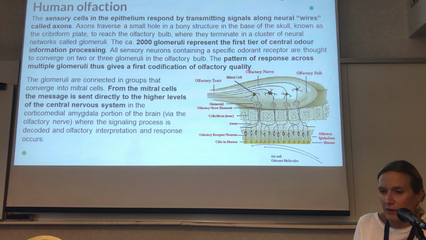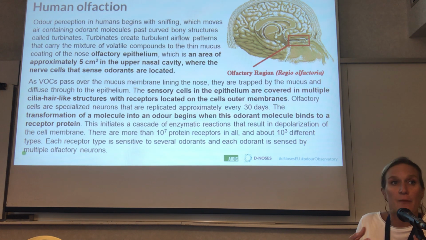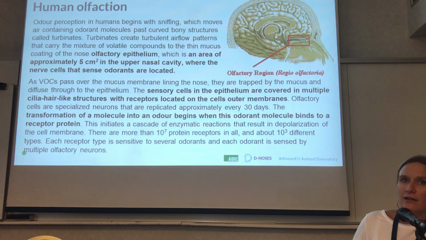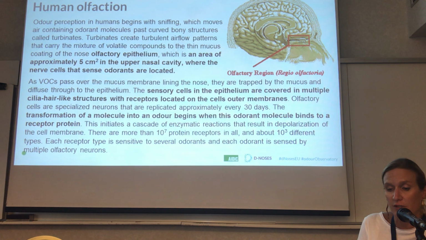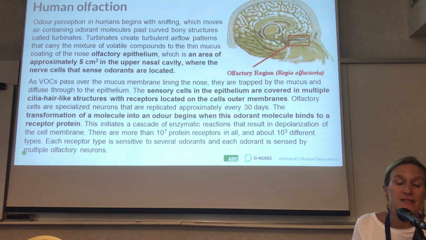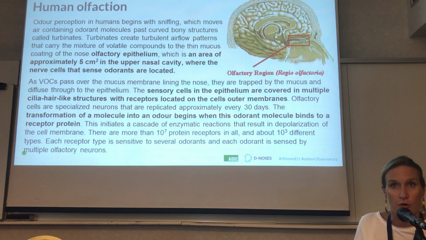As we have seen, one interesting thing is that we have about 1,000 different types of receptor cells, each of which is capable of reacting differently to different substances. It is as if we had 1,000 different sensors in our nose. Each receptor type is sensitive to several odorants, and each odorant is sensed by multiple olfactory neurons. I highlight this because this is a very important concept, especially concerning what we will see this afternoon regarding electronic noses. Our receptors in our nose are not selective. We don't have a specific receptor for ammonia and another specific receptor for H2S, for hydrogen sulfide, or for specific molecules.